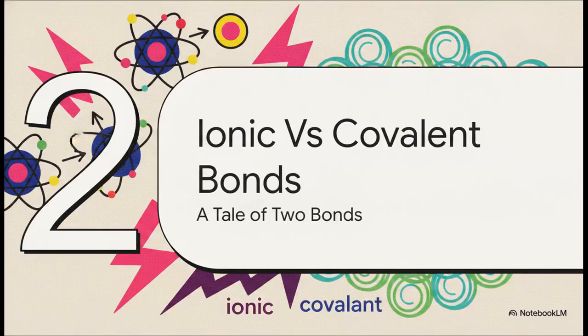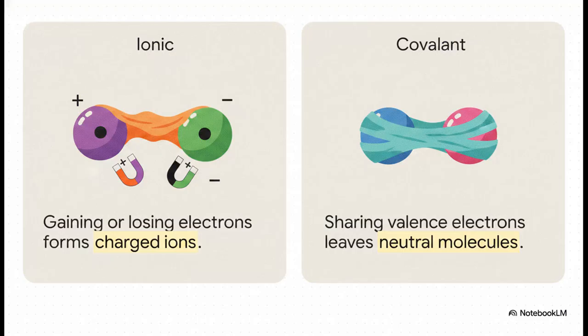Moving on to part two, ionic versus covalent bonds. Let's pit the sharing method directly against the alternative. Okay, so let's look at the core differences in action here. On the left, we've got ionic bonds, which involve a complete transfer of electrons. One atom outright loses an electron, and the other absolutely snatches it up. Now, because electrons have a negative charge, this outright theft creates highly charged particles called ions, one positive, one negative, and boom, they stick together like super strong magnets.